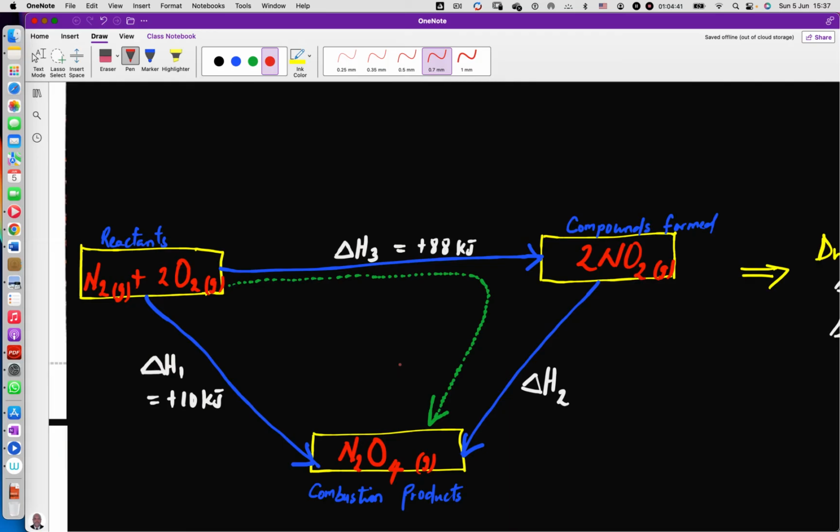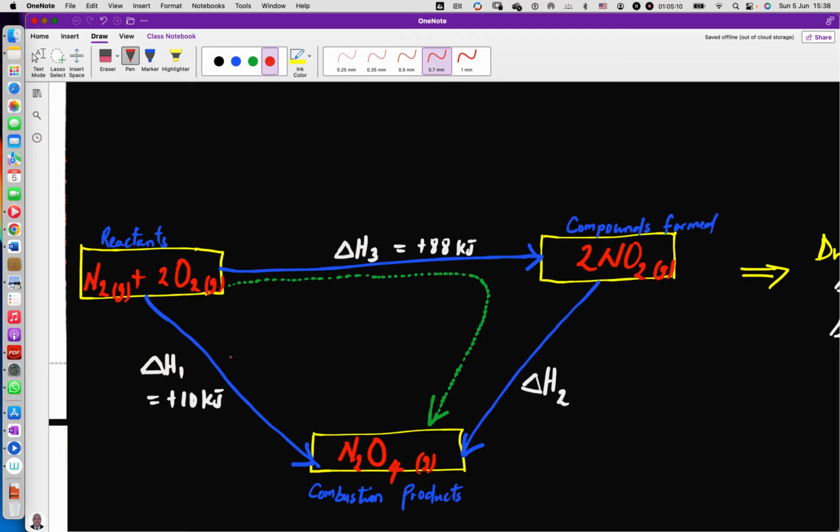So according to Hess's law, you should learn how to draw this. Look at your textbook, see how you can draw it. By learning how to draw it, when you are given a reaction, you know how to draw it and formulate an equation. From here, we can formulate our equation as direct route equals indirect route.